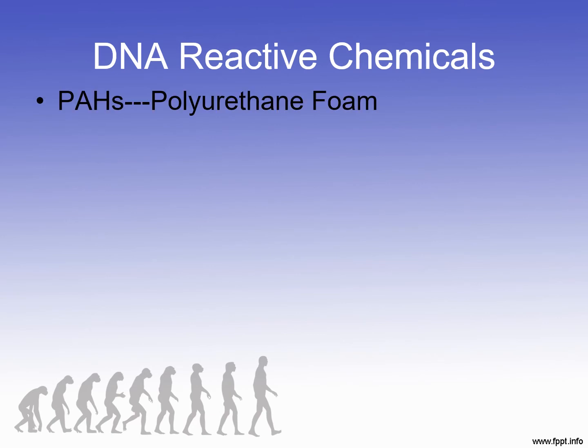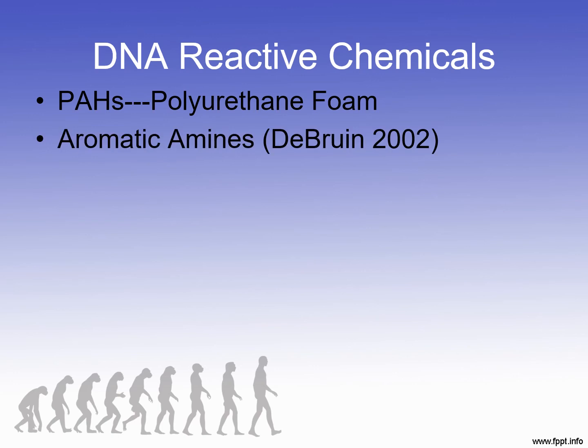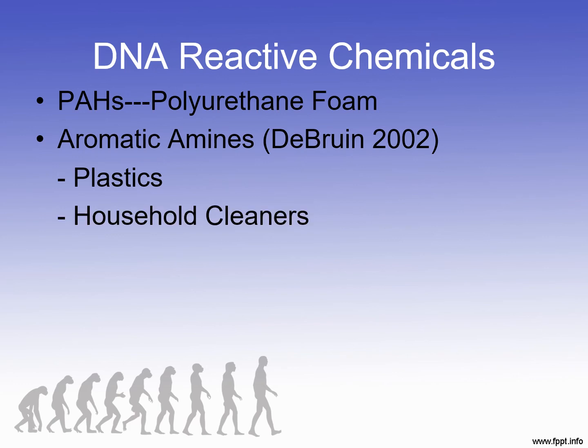If we look at DNA reactive chemicals, we have PAHs, which is polyurethane foam, which is found in a lot of cushions and bedding and things like that. It's a fire retardant. We have aromatic amines, which are found in things like plastics, household cleaners, as well as grilled meat. These can all cause mutations in your DNA.